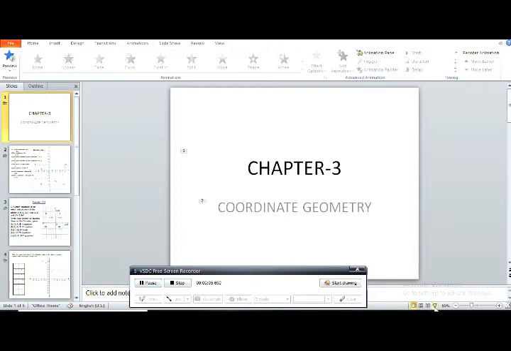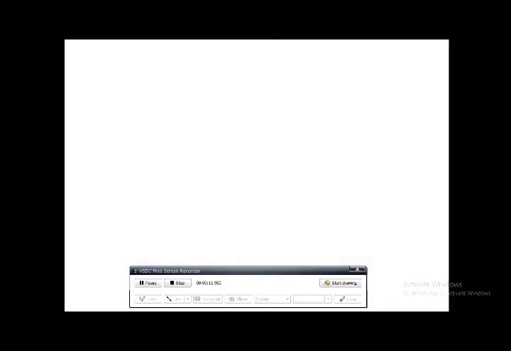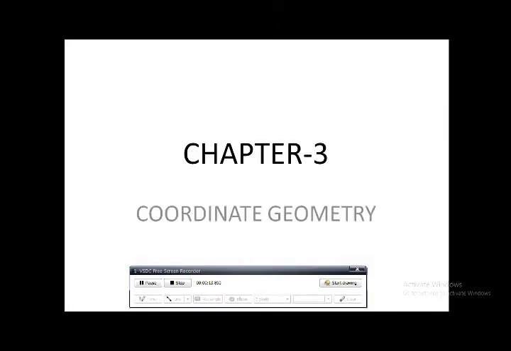Today we will do chapter 3, which is coordinate geometry. And today we are starting exercise 3.2. We had already done the concept of this chapter, coordinate geometry, in the previous video. Now today we are starting exercise 3.2.